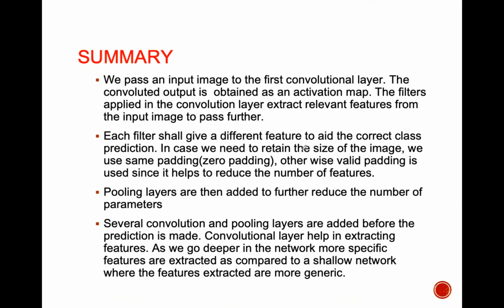Pooling layers are then added to further reduce the number of parameters. Several convolution and pooling layers are added before the prediction is made. Convolution layers help in extracting features. As we go deeper in the network, more specific features are extracted, as compared to a shallow network where the features extracted are more generic.